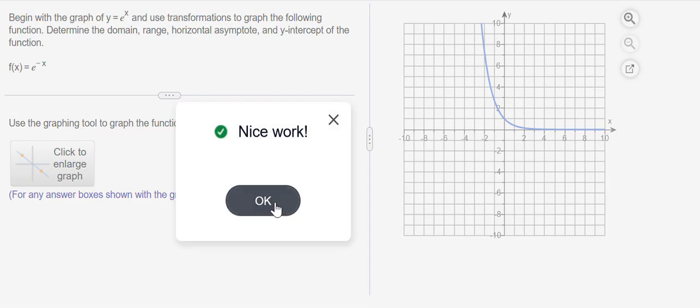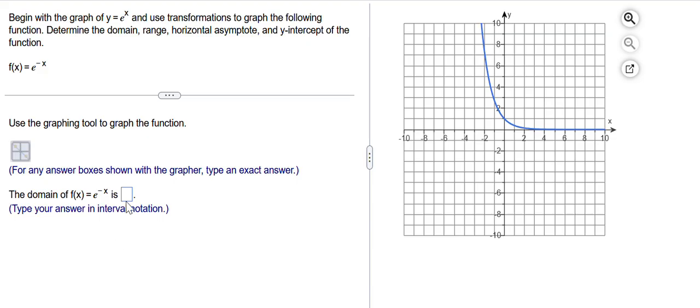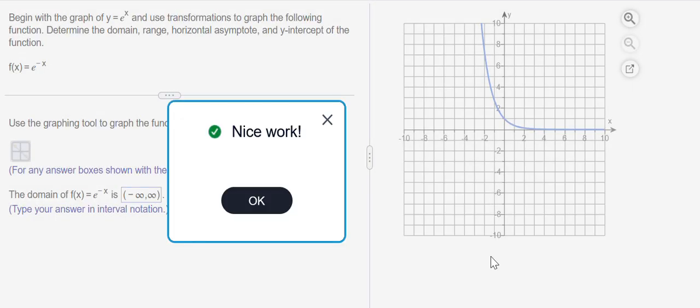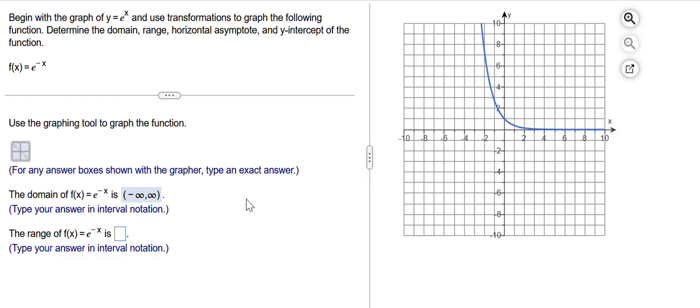All right, so we did that correctly. And then the next part, what will be the domain? And just like what we have seen before, we are going from negative infinity to positive infinity. Checking that out. Good work.